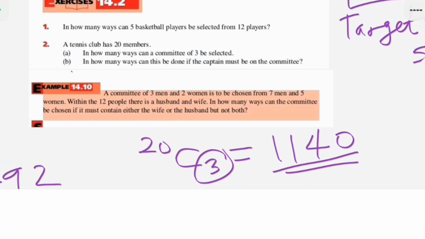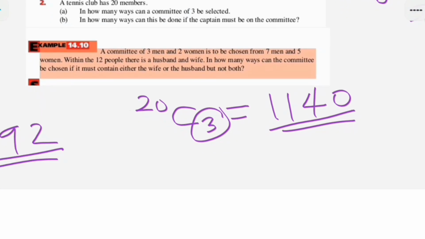So for the B part, in how many ways can this be done if the captain must be on the committee? The captain is the leader of the committee, and we are told that he must be on the committee. So that means he has already been selected. Since you need just 3 people and you've already chosen the captain, you need 2 other people to make the committee complete. That's one person already chosen, so you can just say 1C1. 1C1 means you want to select only one person from one person, so there's only one way. So the captain has been chosen, and you need 2 other people.